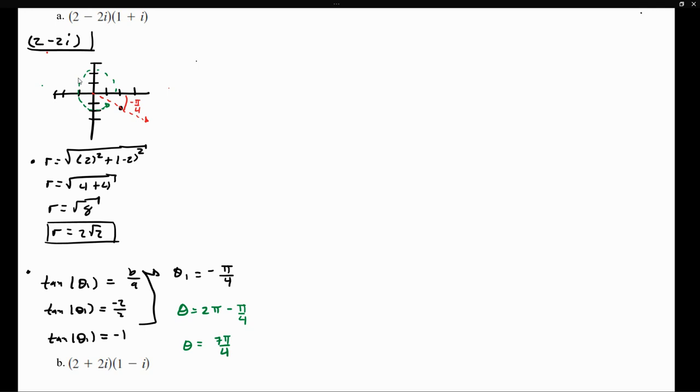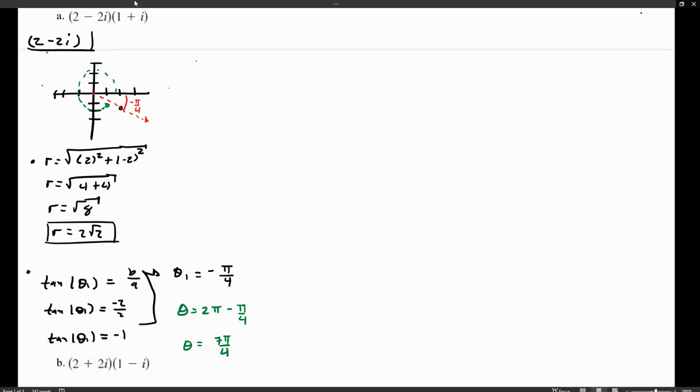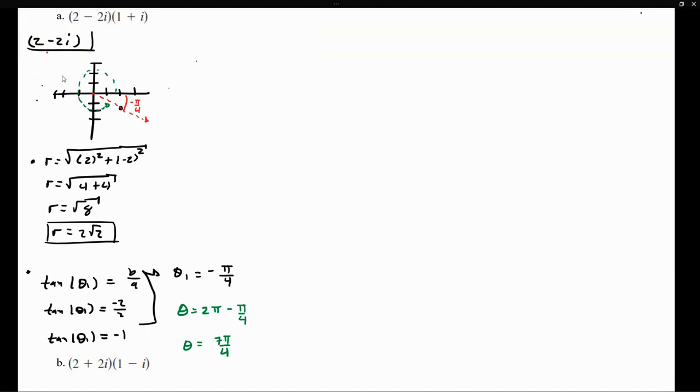So 2 pi is about here, and if I take away pi over 4, which is this negative pi over 4, that is equivalent to just 7 pi over 4. So now that we have this, we can say, look, the complex number 2 minus 2i is equivalent to r, which in this case is 2 square root of 2, times the cosine of 7 pi over 4 plus i sine of 7 pi over 4.